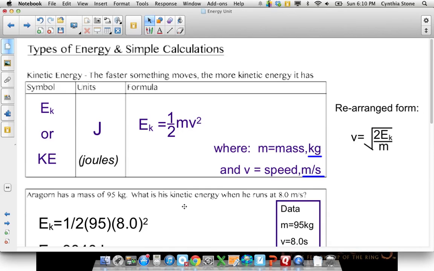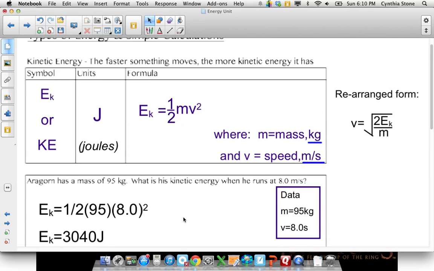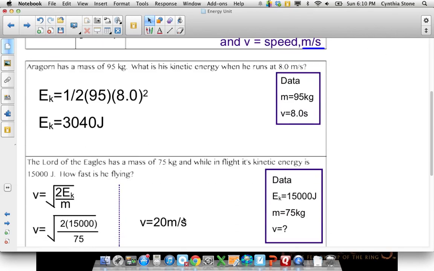Okay, so just look at my example. Again, if you need to pause, please do. So Eric Orna has a mass of 95 kilograms, and we want to find his kinetic energy if he's running at 8 meters per second. So we know his mass, we know his, oh, that's a typo on my part. It's not 8 seconds, it's 8 meters per second. We know his speed. All you do is substitute into the formula, plug it into your calculator, 3040 joules. That's how much kinetic energy he has.